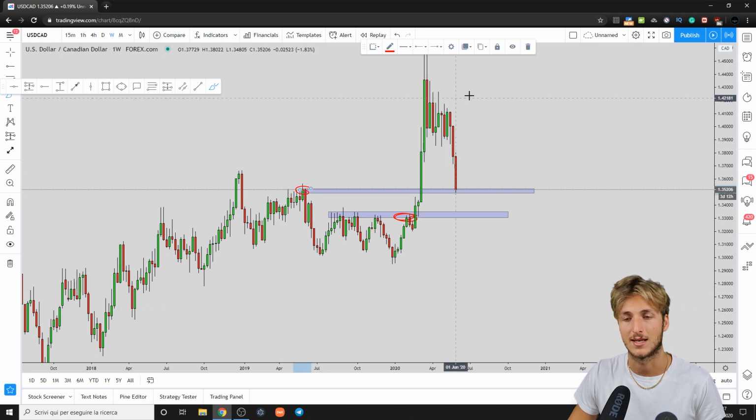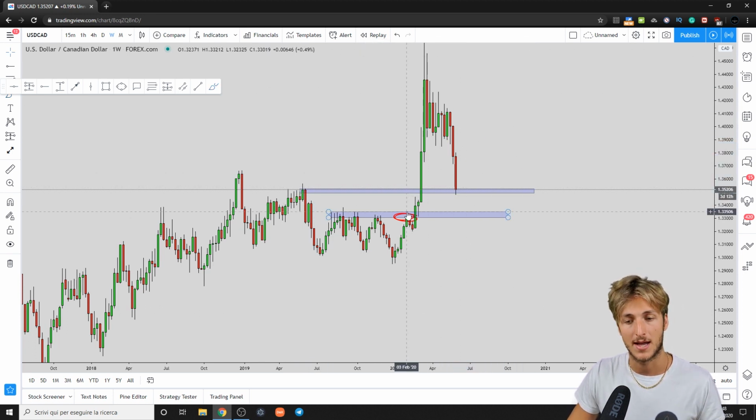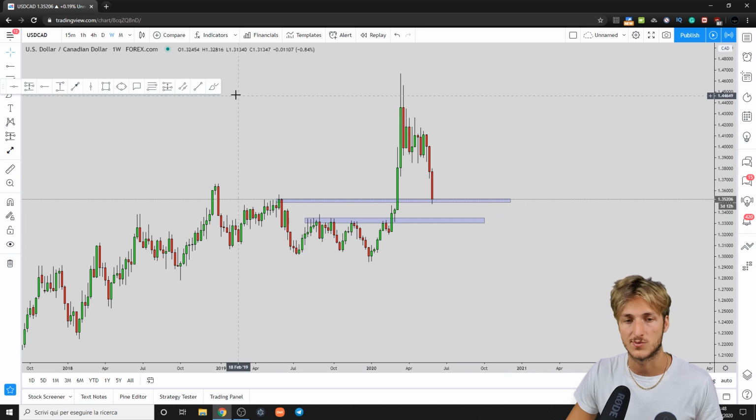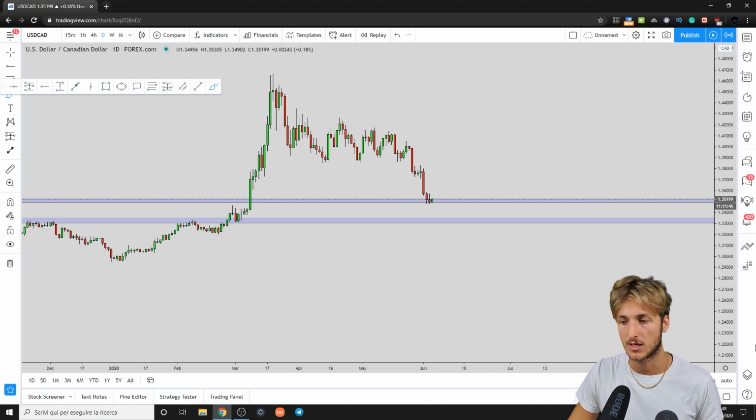Already from here the market might manage to start a retracement. So these are the information that we needed from a weekly perspective. We know that the market has created an overextended M formation. We know that we have strong support here, and we know that we have strong support here. Perfect. Let's move down to the daily time frame and see what kind of situation we have.